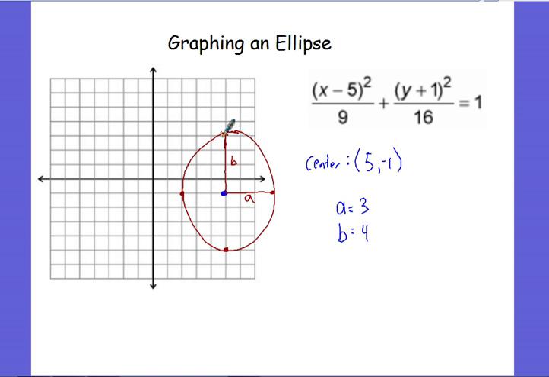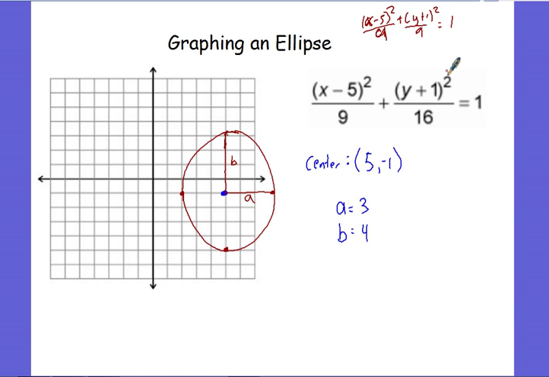So what if it looks like the equation of an ellipse, but it's a circle? Let me show you what that would look like. Let's just say it was x minus 5 squared plus y plus 1 squared, both over 9, and still equal to 1, right?